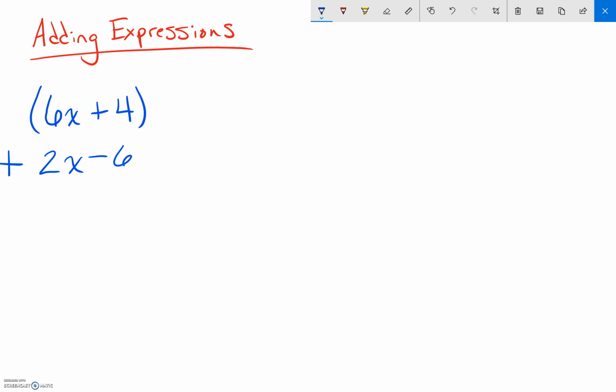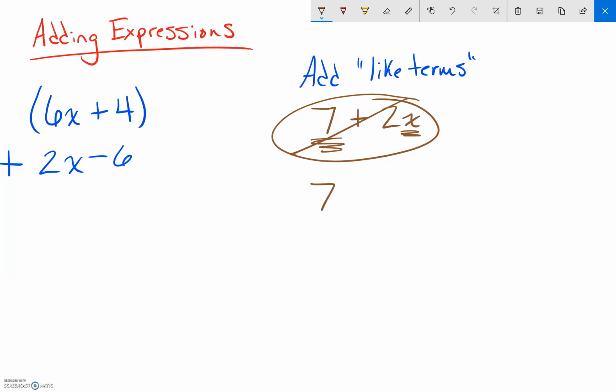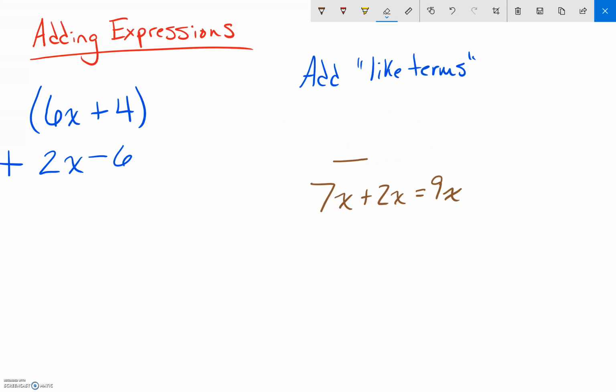You can only add like terms. And what that means is both terms have to have the same variable or no variable at all. So you cannot add 7 plus 2x, because 7 does not have that same variable. This can't be done. You could add 7x plus 2x to get 9x. So when we're adding, we have to find like terms. And you want to make sure you line them up.